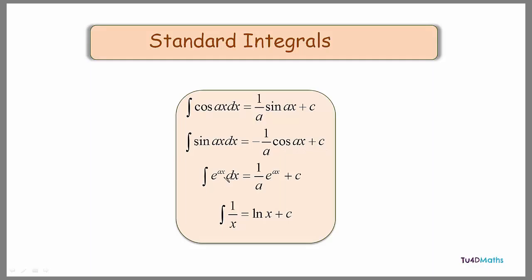When you integrate the exponential function e to the power of ax with respect to x, you get 1 over a times e to the power of ax plus a constant. And finally, when you integrate 1 over x, you get log of x plus c.